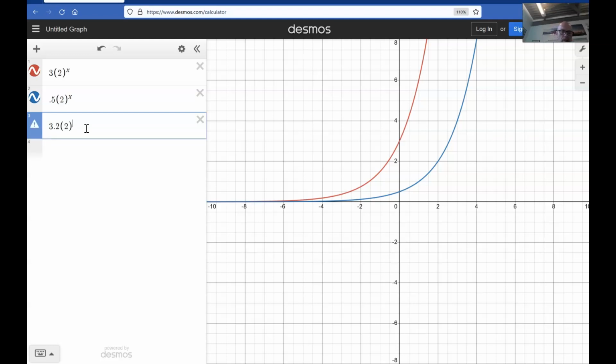Okay, so notice that no matter what we do, it doesn't matter. Notice I'm keeping the growth factor the same. So there is 3.2 because that's the green one. Notice the red one crosses that.